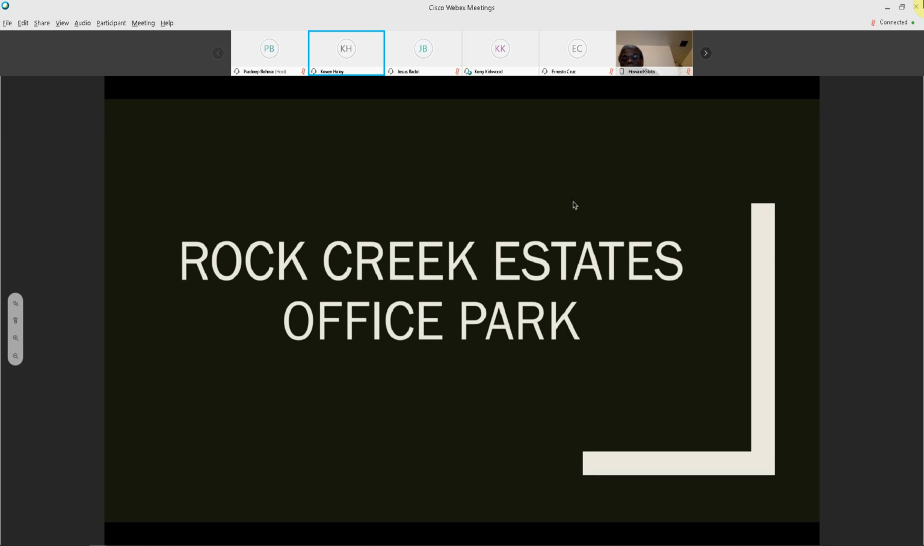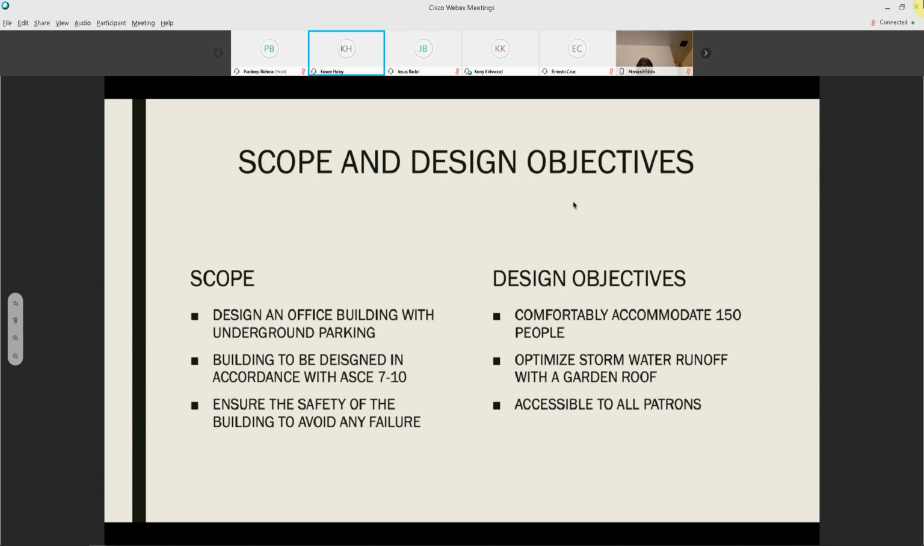So I'm gonna brief the Rock Creek Estates Office Park. Next slide. So the scope and design objectives of the office building. The scope was to design an office building with underground parking. The building to be designed in accordance with ASCE 7-10. And one of the main things was to ensure the safety of the building to avoid any future failure. Design objectives was to comfortably accommodate 150 people, optimize stormwater runoff with a garden roof, and of course be accessible to all patrons. Next slide.